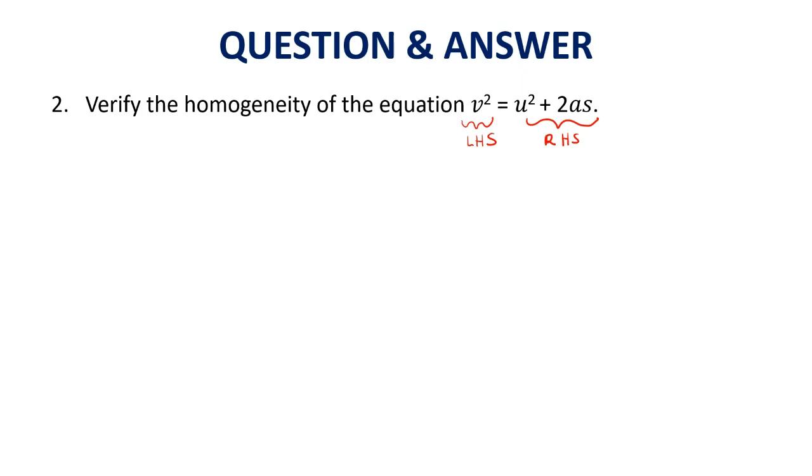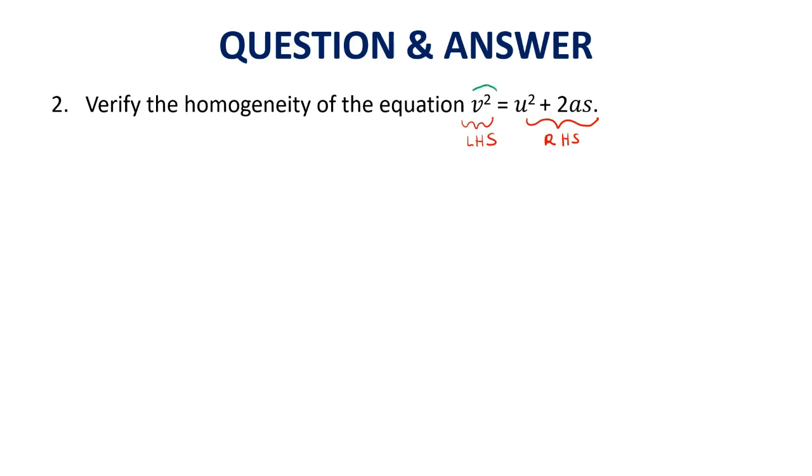Okay, so kalau kita tengok dekat right hand side tu ada U square plus 2AS. So, ada plus kat situ, ada operasi. But, remember what I told you before in the tips part, kita tak boleh jawab soalan dimension bila dia melibatkan tambah, tolak atau any operation. So, meaning that if we want to check this equation ni sah atau betul atau tidak, we have to do it one by one. Kita kena buat satu-satu.